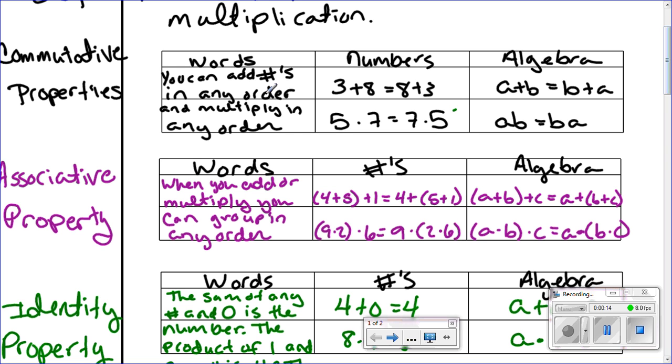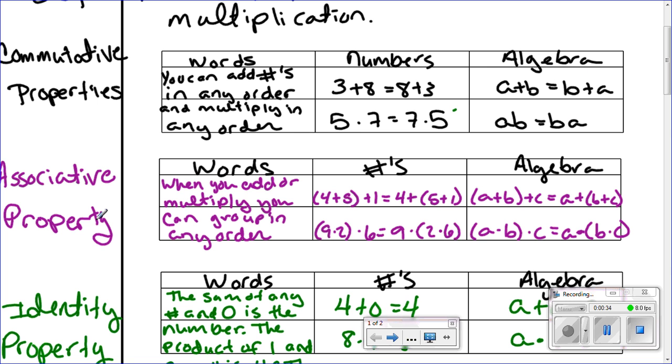In words, you can add numbers in any order, and you can multiply in any order. For instance, 3 plus 8 is the same thing as 8 plus 3. They're just in a different order. 5 times 7 is the same as 7 times 5. You can also see it in letters. A plus B is equal to B plus A. And again, we're just switching the order of the letters.